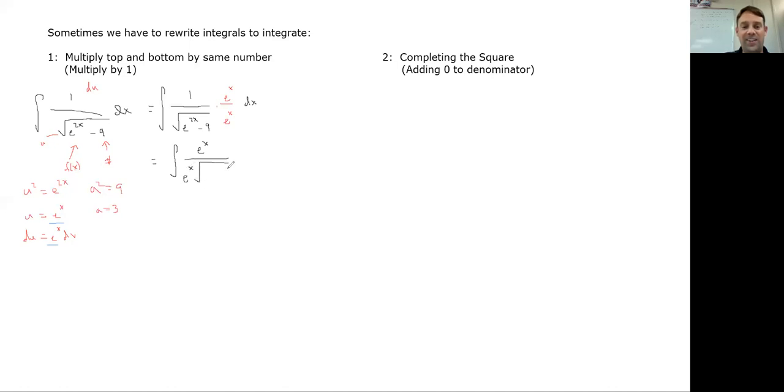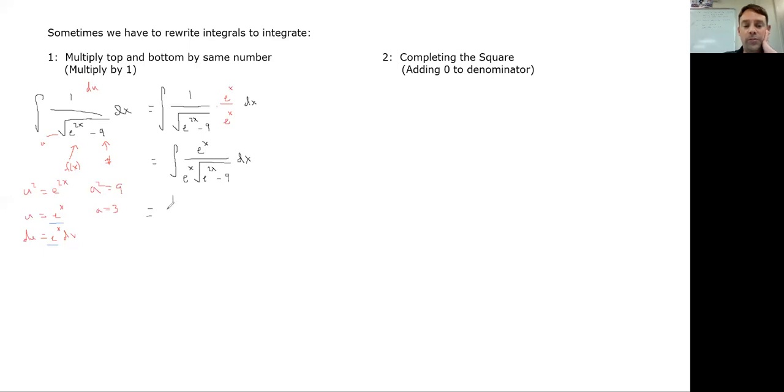All righty, friends. So we have e to the x over e to the x. So I have e to the 2x minus 9 dx. Now can you see it? Can you see how the arcsecant kind of bounced out there? Every once in a while, we're going to have to multiply top and bottom by that same value to get it to balance out and create that arcsecant that we're looking for. In this case now, I can tell that this is an arcsecant. I know what my u is, I know what my a is, and so now we can go ahead and figure out what that final answer is.